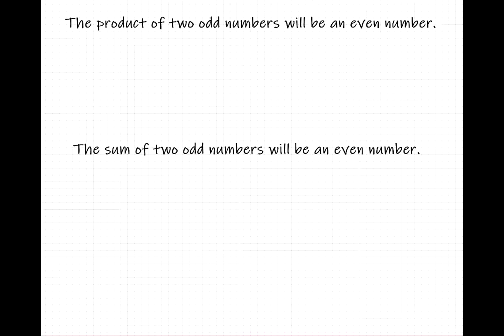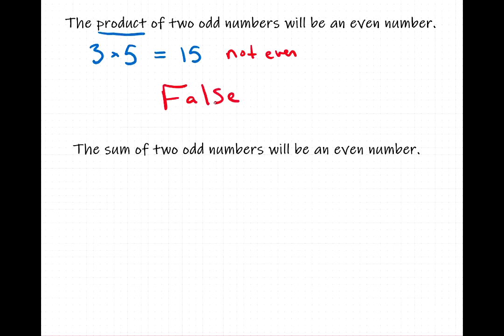So let's pick two odd numbers at random. Let's say 3 times 5. Remember, product means multiply. The product of two odd numbers will be even. Well, 3 times 5 is 15, which is not an even number. So this statement is false. And that's all it takes. To prove a statement is false, you need one single counterexample.